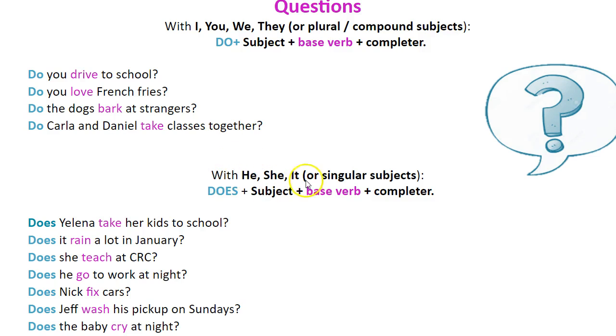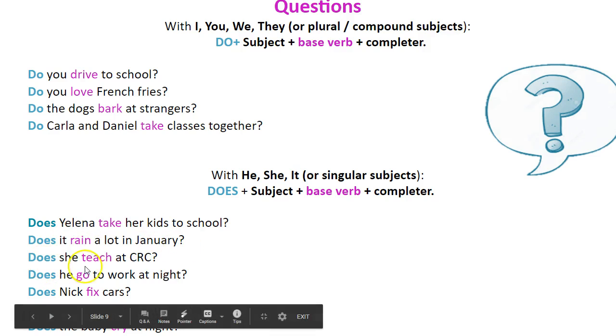But with he, she, and it, or singular subjects, the correct order is does, not do, does, plus the subject, the base verb, and a completer. Does Yelena take her kids to school? Does it rain a lot in January? Does she teach at CRC? Does he go to work at night? Does Nick fix cars?